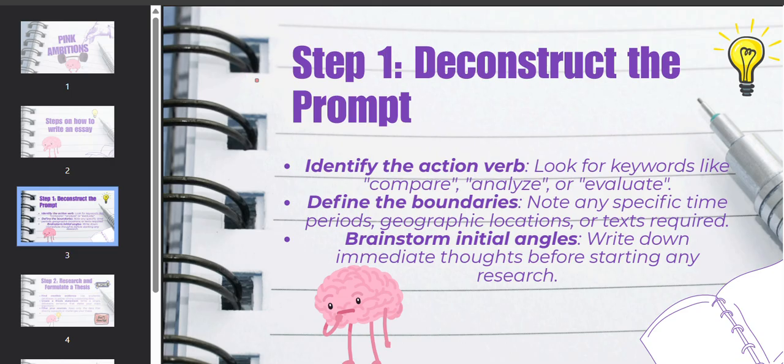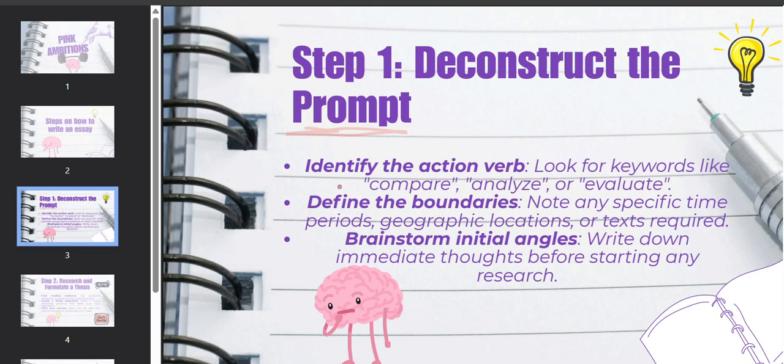So, deconstruct the prompt. When we talk about the word prompt, we are talking about the topic. You must understand the topic in order to be able to write about it. If you do not understand one word within your topic question, do not choose it. Choose another one.